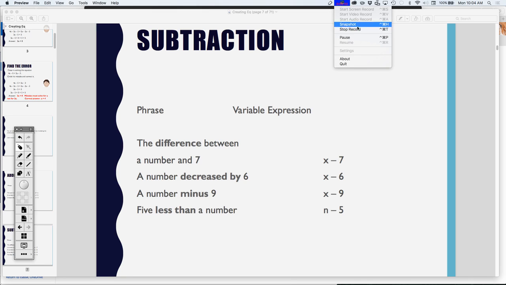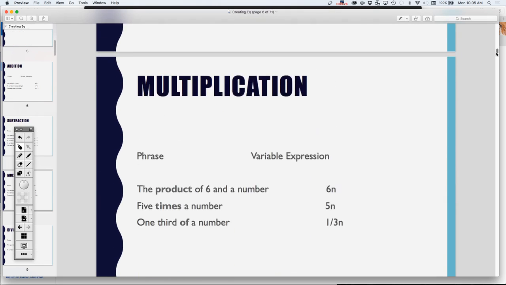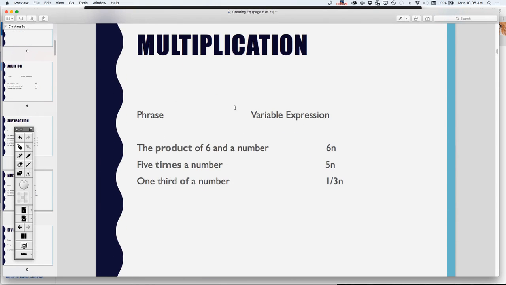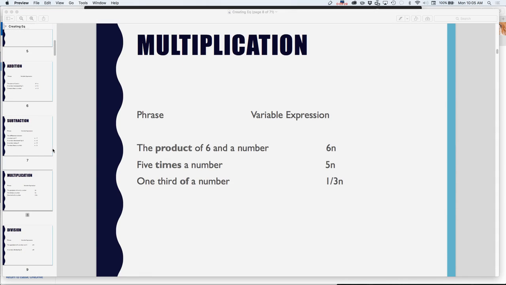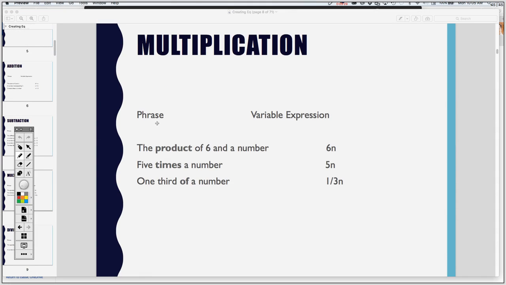Okay, next one. Multiplication, go ahead and start copying this. So for multiplication, we have product, times, and of. On this one, unlike the less than example, you can just write it out in order. So product of 6 and a number. We know product is multiplication, so in between would be 6 times n. 5 times a number.